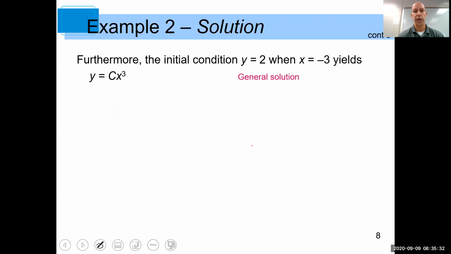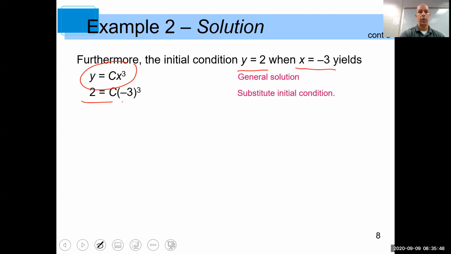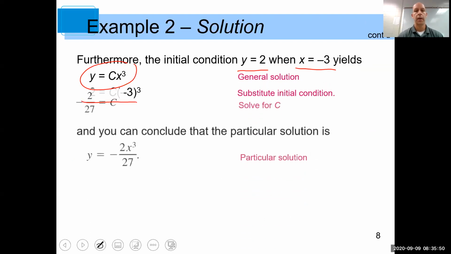Now let's go and find the particular solution. So we were given that the initial condition is y equals 2 and x equals -3. Here's our general solution. So now what we're going to do is plug in the -3 for x and the 2 for y into our general solution.